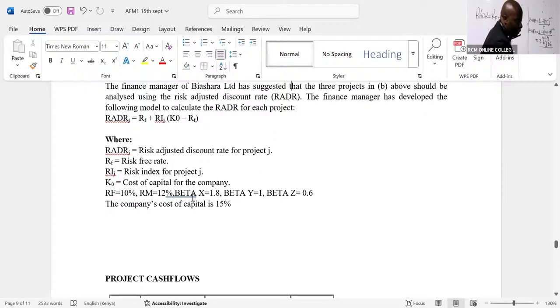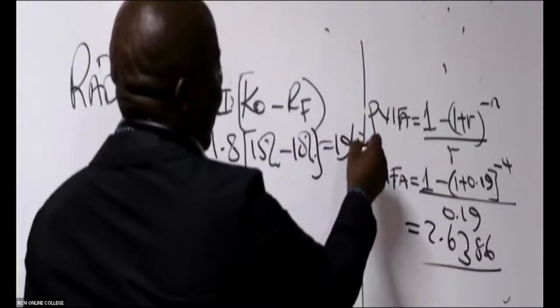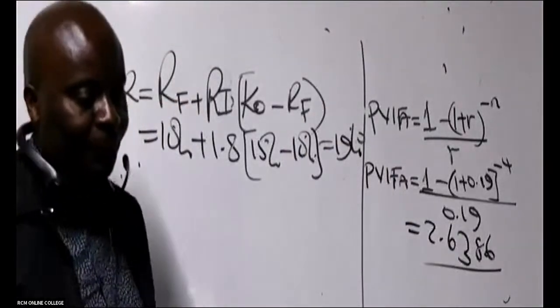So for project X, what have they told us? The risk-free is 10%, plus the risk index, also known as beta. Beta for project X is 1.8, times the cost of capital for the whole project, which is 15%, minus risk-free, which happens to be 10%. So this is what they did to get 19%. I hope that is helpful.